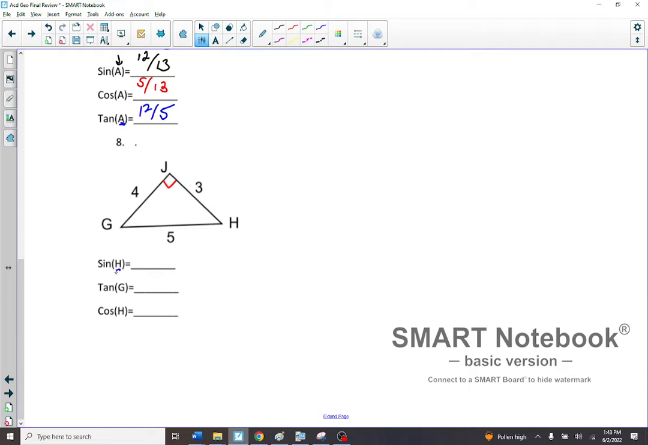It says sine of h. So in this one, I'm going to be standing at h, and I want the opposite for sine, which is 4, and I have the hypotenuse, which is 5. So that's 4 over 5. But the next one is tan of g. So I have to stand at g. Don't get tricked by this. You're standing at g, and you're going to go opposite of g, which is 3, over the adjacent of g, which is 4.